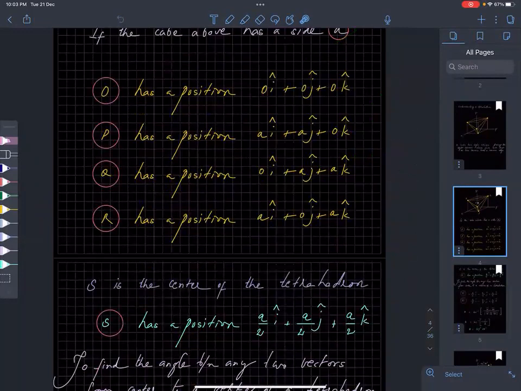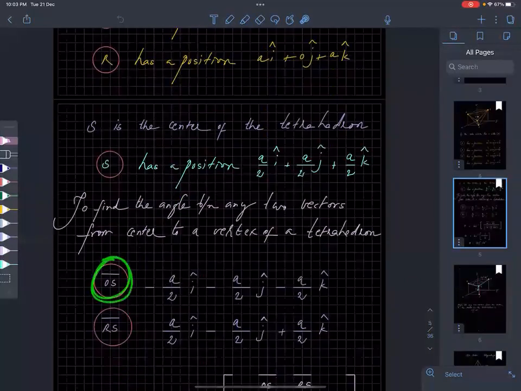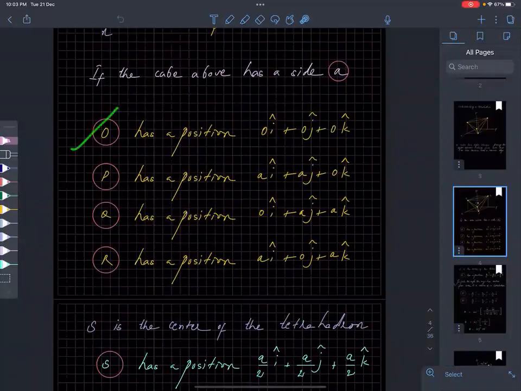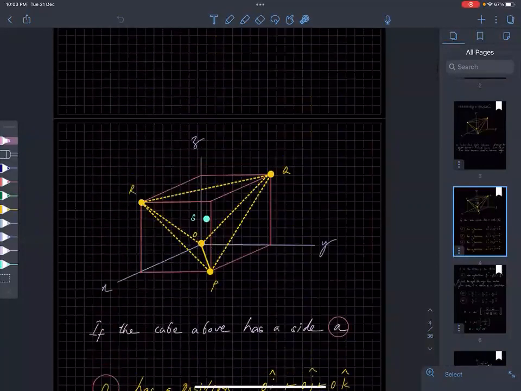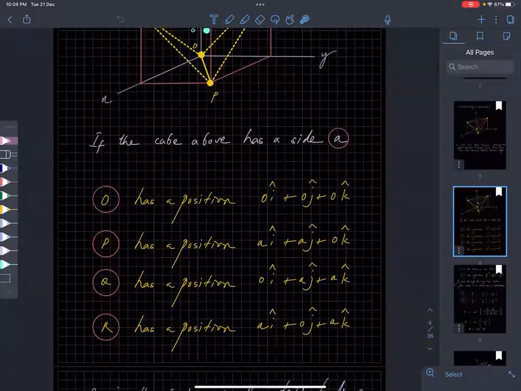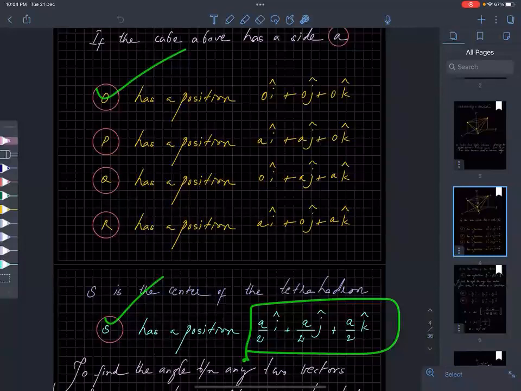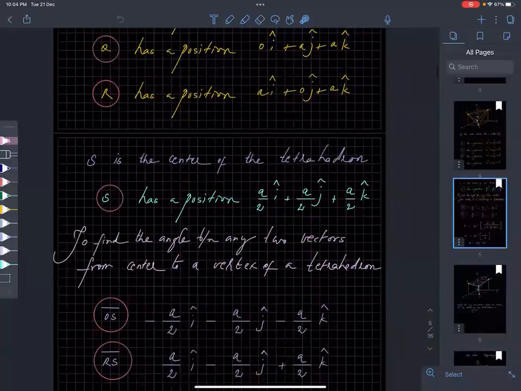Now, what about the vector OS? This is O and this is S. So OS is S minus O, vector S minus vector O. So what will it be? A by 2 i cap plus A by 2 j cap plus A by 2 k cap minus 0 i cap, 0 j cap, 0 k cap. So what will you get? A by 2 i cap plus A by 2 j cap plus A by 2 k cap. Correct?